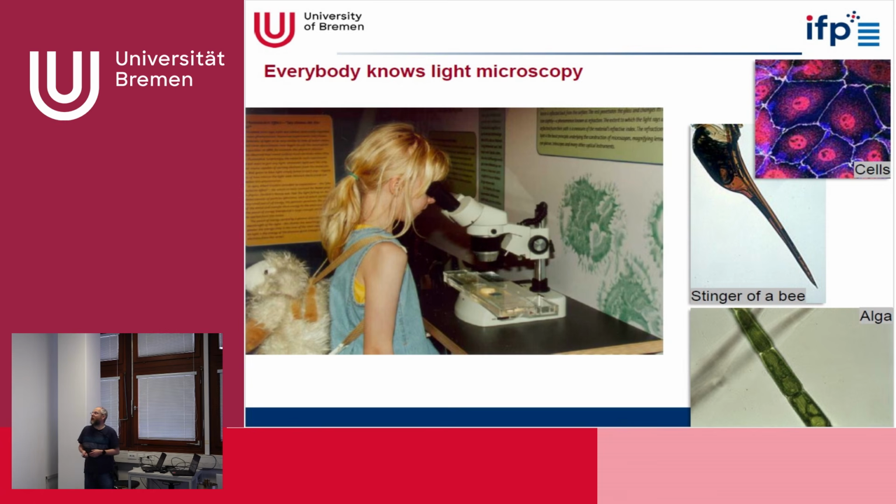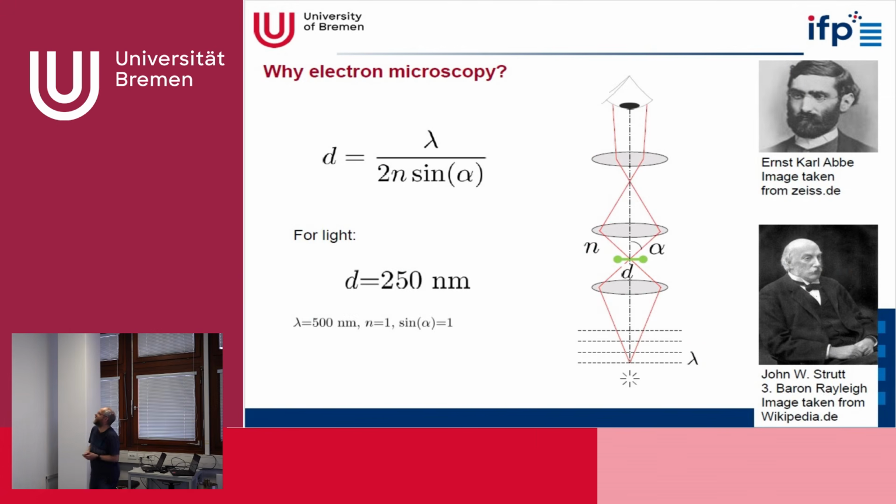Using the light microscope, we can see cells, we can visualize the stinger of bees, or we can look at algae, for example. However, if we want to see smaller things, then we have to think of some other techniques.